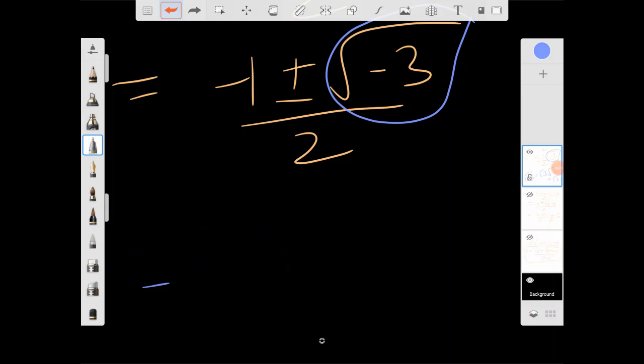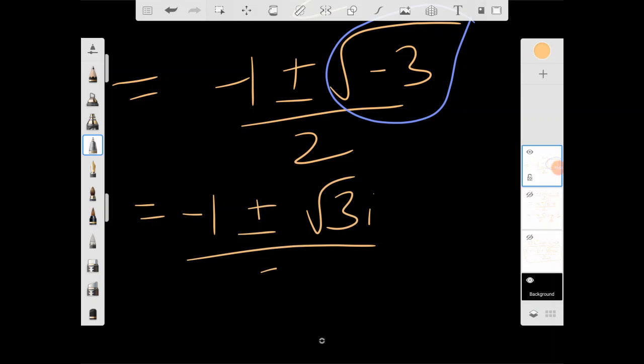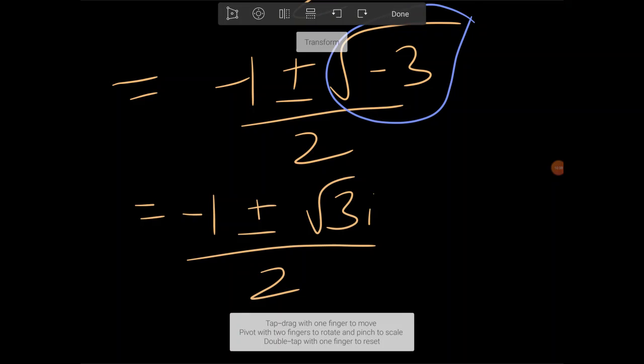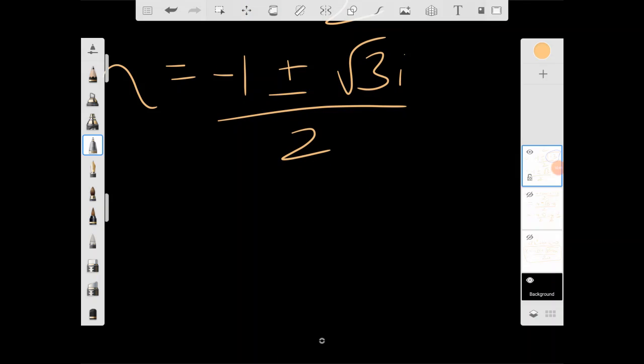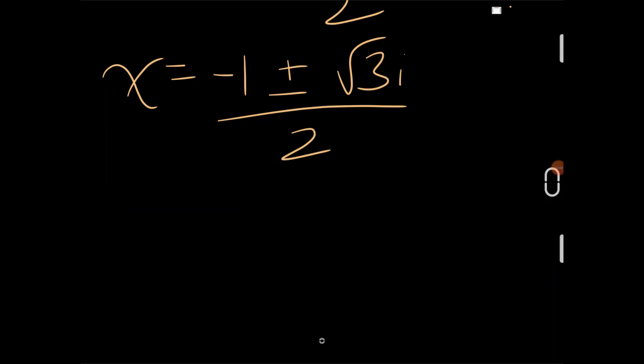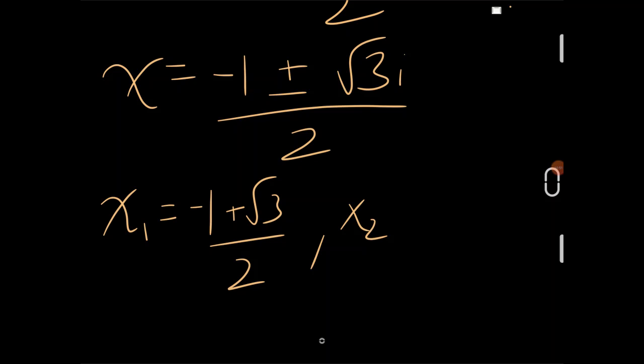So this will be minus 1 plus or minus root 3 i by 2. Wonderful. Now let us take both the roots. This is a general formula for x. So my x1 will be minus 1 plus root 3 i by 2, and my second root x2 will be minus 1 minus root 3 i by 2.